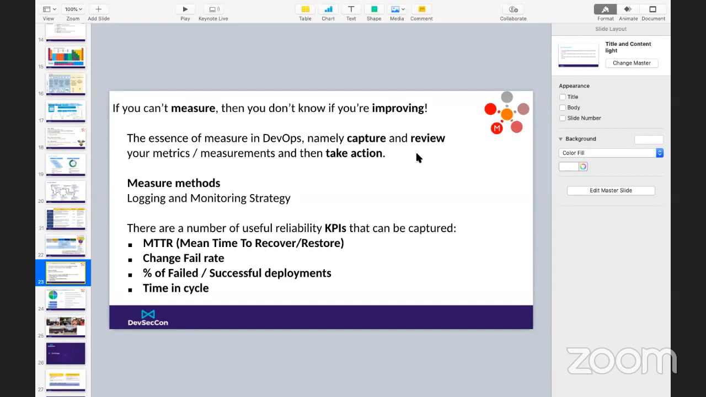So we use these measurement methods by a logging and monitoring strategy. So these are a number of useful reliabilities and KPIs, key performance indicators, that can be captured. First is mean time to recover or mean time to restore. Then, how much is the change failure rate, the percentage of failed or successful deployments. And also how about the cycle time?